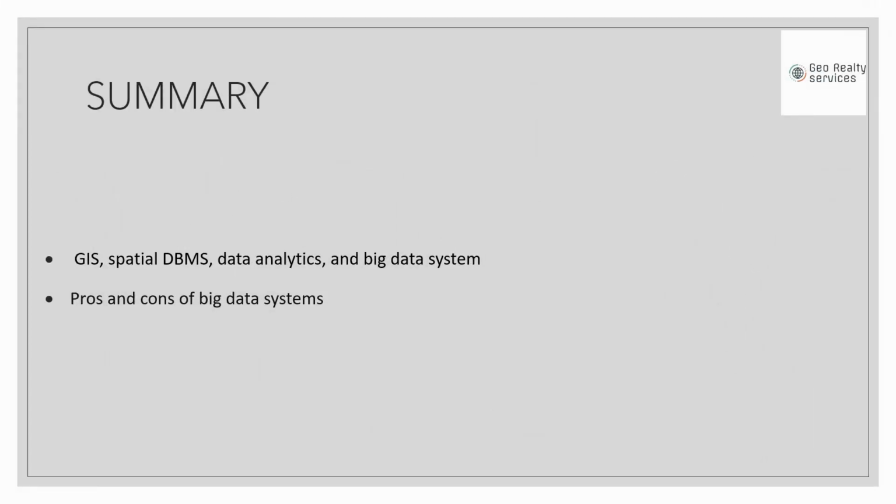So far, we have briefly reviewed the four different disciplines to understand in order to claim a role of spatial data scientist. They are GIS, spatial database management, data analytics, and big data systems. It is obvious that each discipline has pros and cons, advantages and disadvantages, and they need each other. Throughout this course, you will learn each discipline from basic to advanced. Alright, this is the end of the lecture.